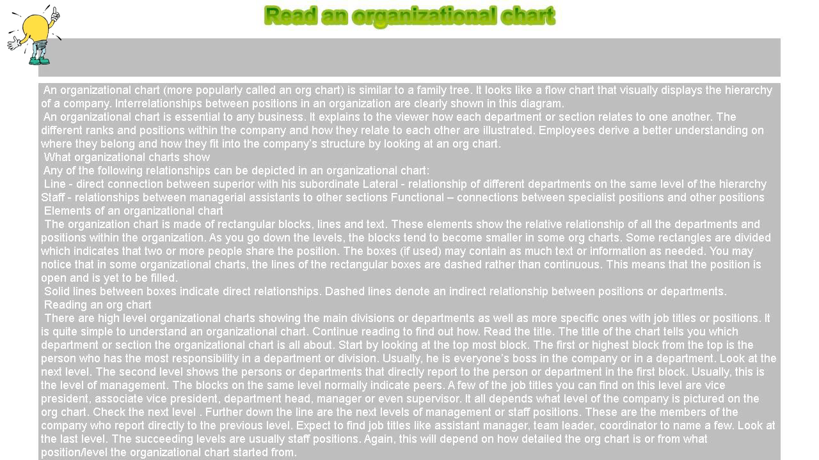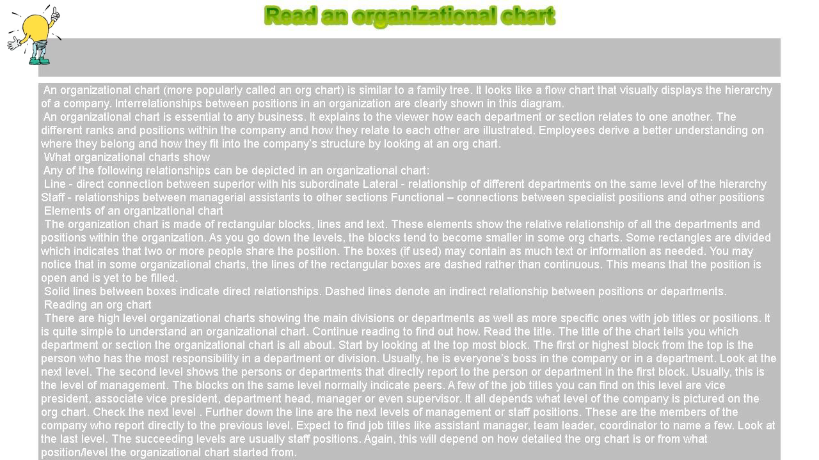An organizational chart is essential to any business. It explains to the viewer how each department or section relates to one another. The different ranks and positions within the company and how they relate to each other are illustrated. Employees derive a better understanding of where they belong and how they fit into the company's structure by looking at an org chart.